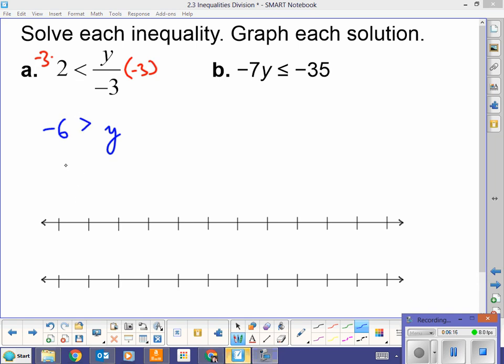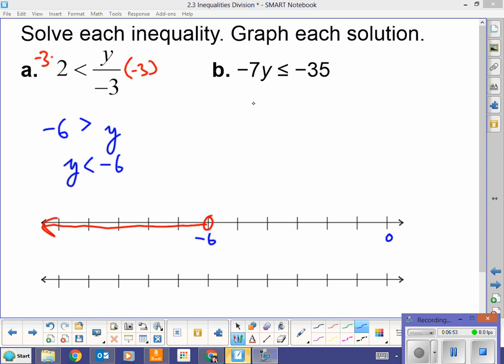And now for graphing purposes, I'm going to switch these positions. But again, if I'm pointing at the y in this statement, I have to point at the y in this statement. I'm pointing at the y with my inequality symbol. So y is less than -6. 0, 1, 2, 3, 4, 5, -6. I want an open circle at my boundary of -6. Let me move that so it looks a little clearer. There we go. And I want to go to the left. I want numbers that are less than -6.